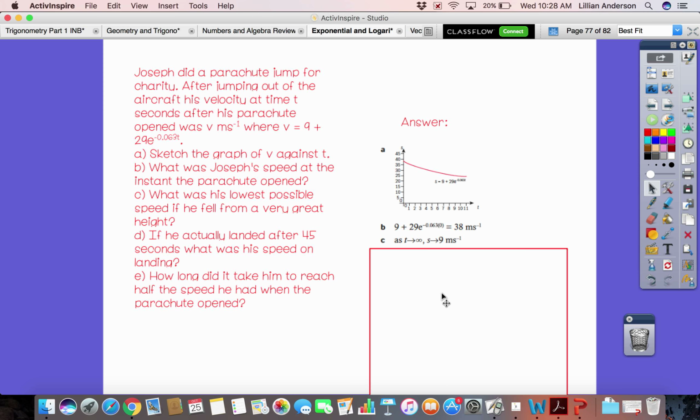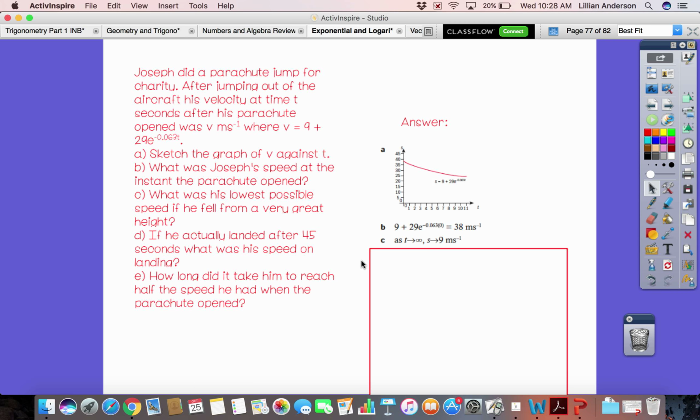Well, to do that, you basically start looking at the end behavior. The question is asking what's the lowest possible speed if he fell from a very great height. So basically, when he first jumps, he's falling out of the plane. If you've ever seen anything about parachute jumping, they don't release the parachute right away. They free fall for a little bit, and then they open up the parachute. So this right here is when they're free falling, they start to open up the parachute, and then they're going to start to level out to a consistent speed as they fall to the earth.